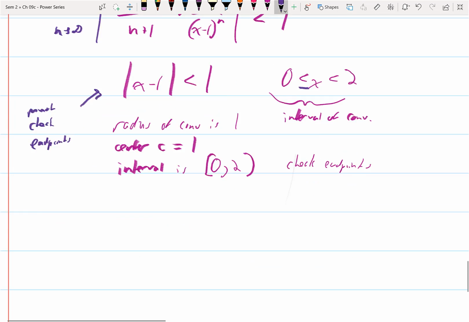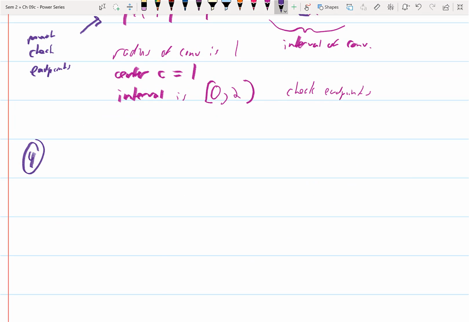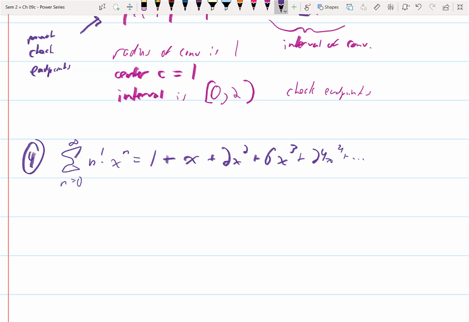So let's try another one. Number 4, the sum from n equals 0 to infinity of n factorial x to the n. And that's going to be equal to, if I write this out just so you can see it, 1 plus 1x to the first plus 2x squared plus 6x to the third plus 24x to the fourth, and so on.